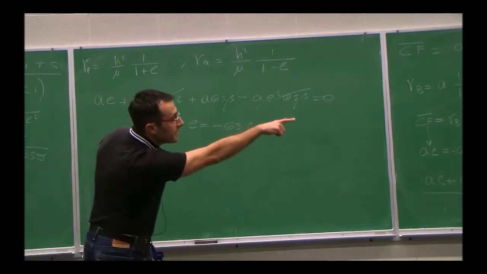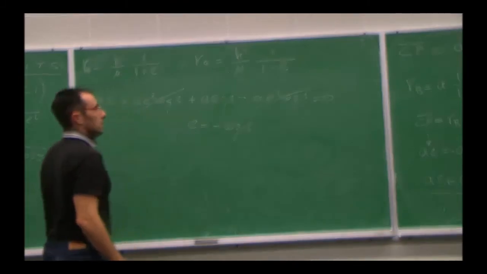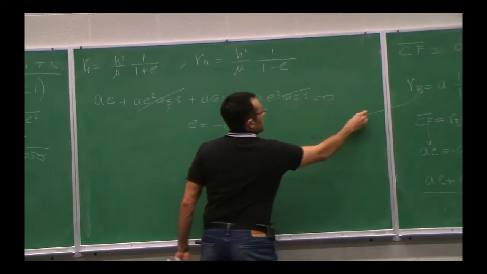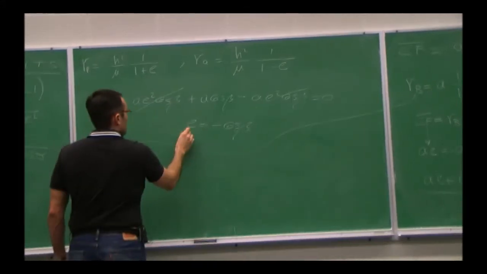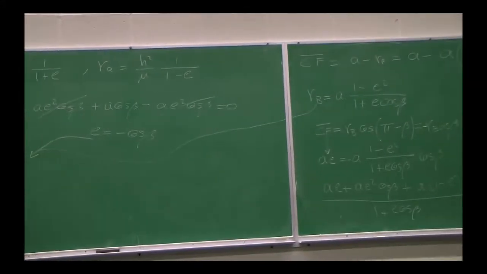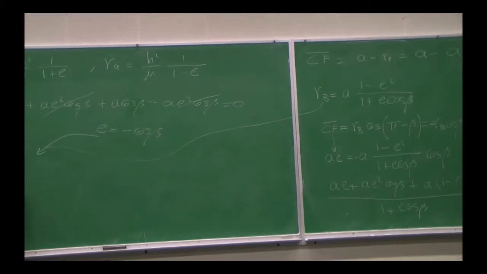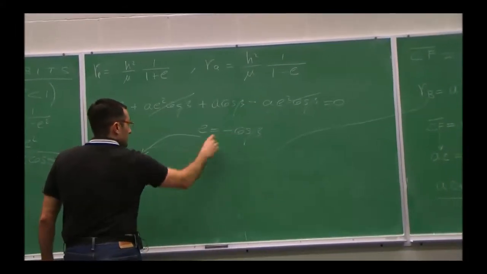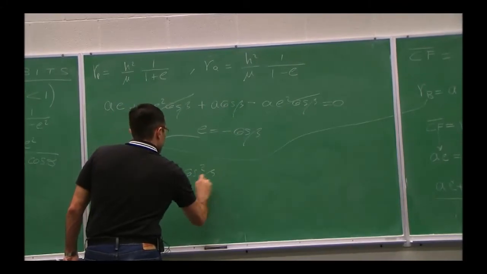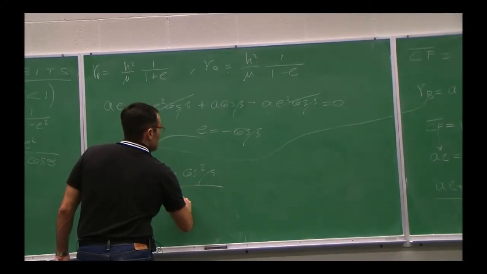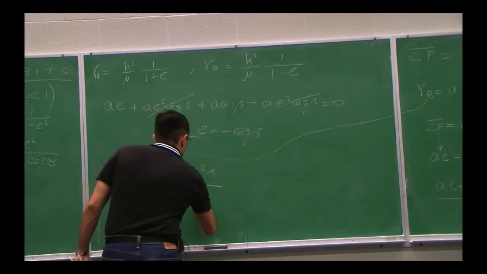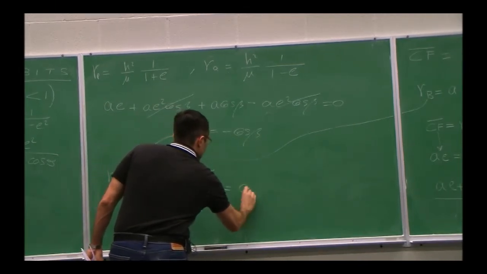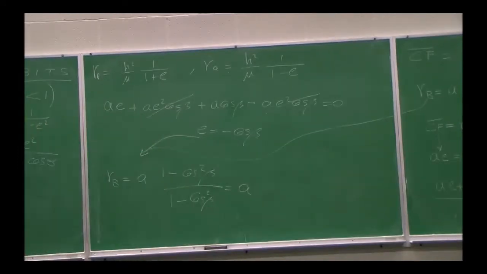So my goal was finding B. I think I can do that. Now look at this. I have finally an expression for cosine of beta. So my RB is A(1 minus cos squared of beta) over (1 minus cos squared of beta), which is A. So RB is equal to A, yes?